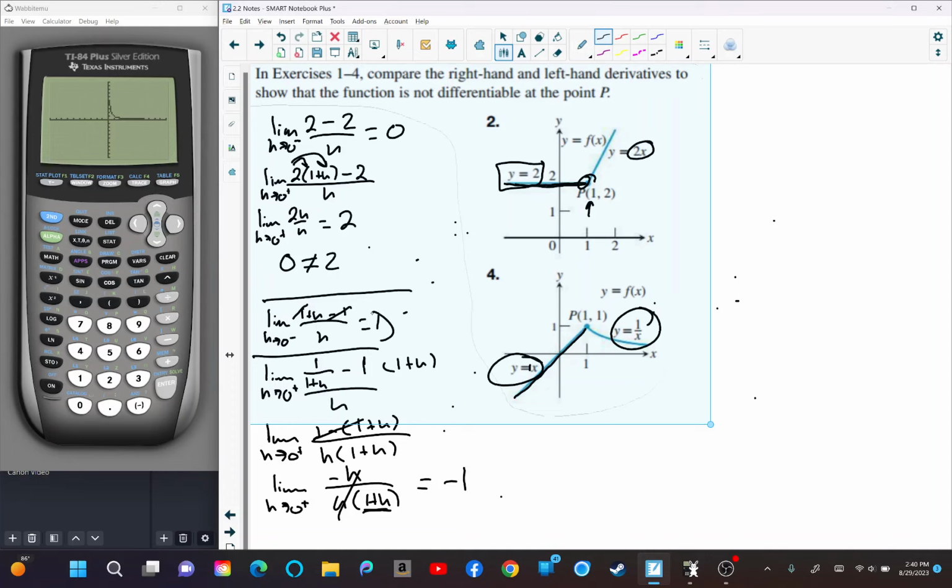So 1 does not equal negative 1. So this function is not differentiable at 1.